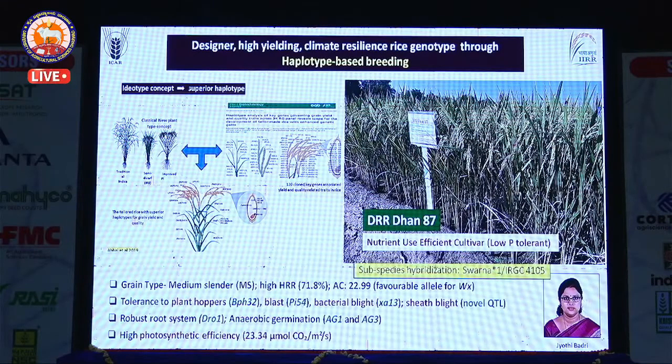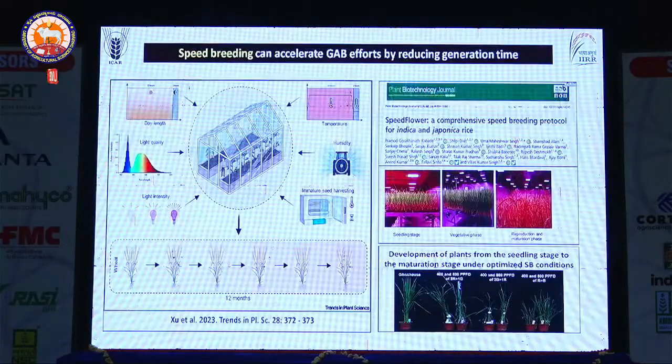So this version has got tolerance or resistance against multiple pests and diseases. And of course, speed breeding is something which can really accelerate our efforts in terms of rapidly developing multiple biotic stress-resistant varieties as compared to just 1 or 2 seasons in a year. With collaboration with IRRI, we have demonstrated that as many as 6 seasons can be taken up.